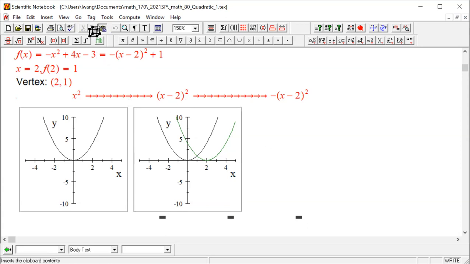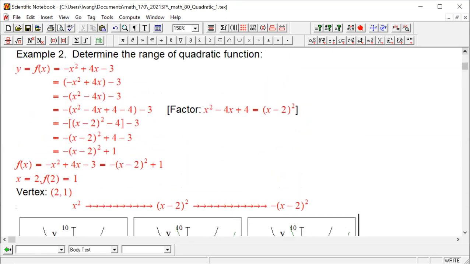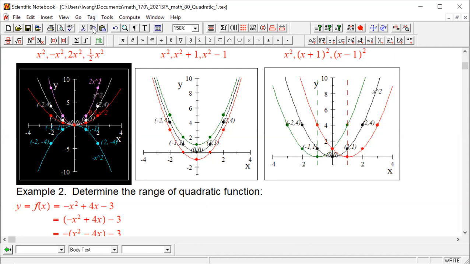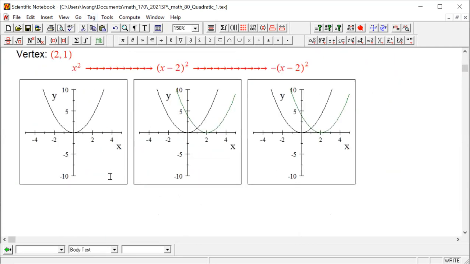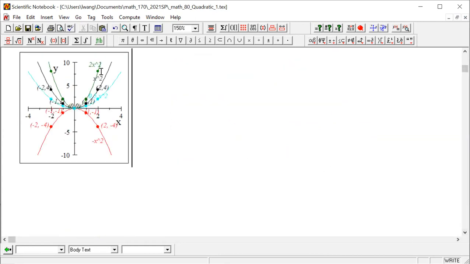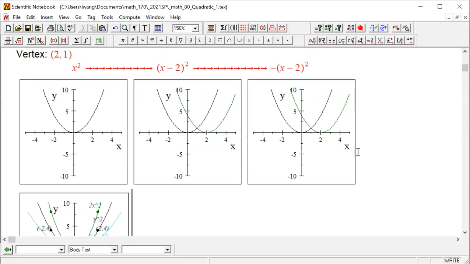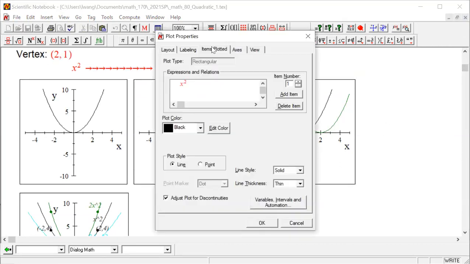Just like negative x squared. So let me bring the other picture we have done earlier for our reference. This is the picture I referred to. x squared, negative x squared is a flipping over. So now we have a negative x minus 2 squared. So this green curve will flip over, x minus 2 squared with a negative sign in front of it.